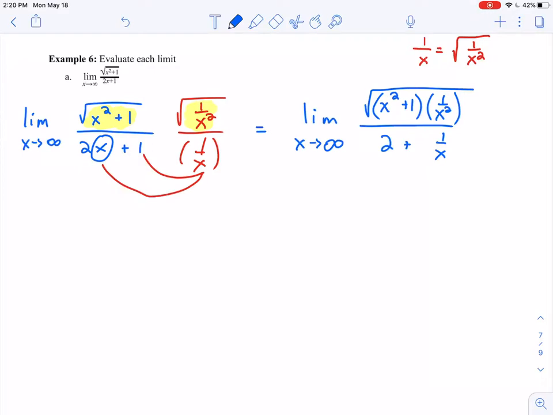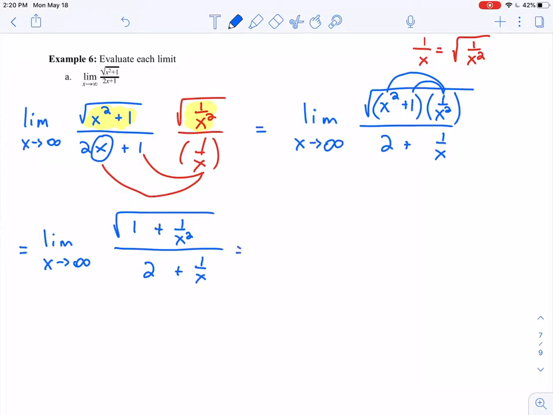So I'm going to take this 1 over x squared, and I'm going to distribute this to each part underneath my radical in my numerator. So I'll have the limit as x approaches infinity here. I should have the square root of, let's see, x squared times 1 over x squared, I'll have 1 plus 1 over x squared. In my denominator, I've got 2 plus 1 over x. And at this point, I should be able to evaluate my limit here.